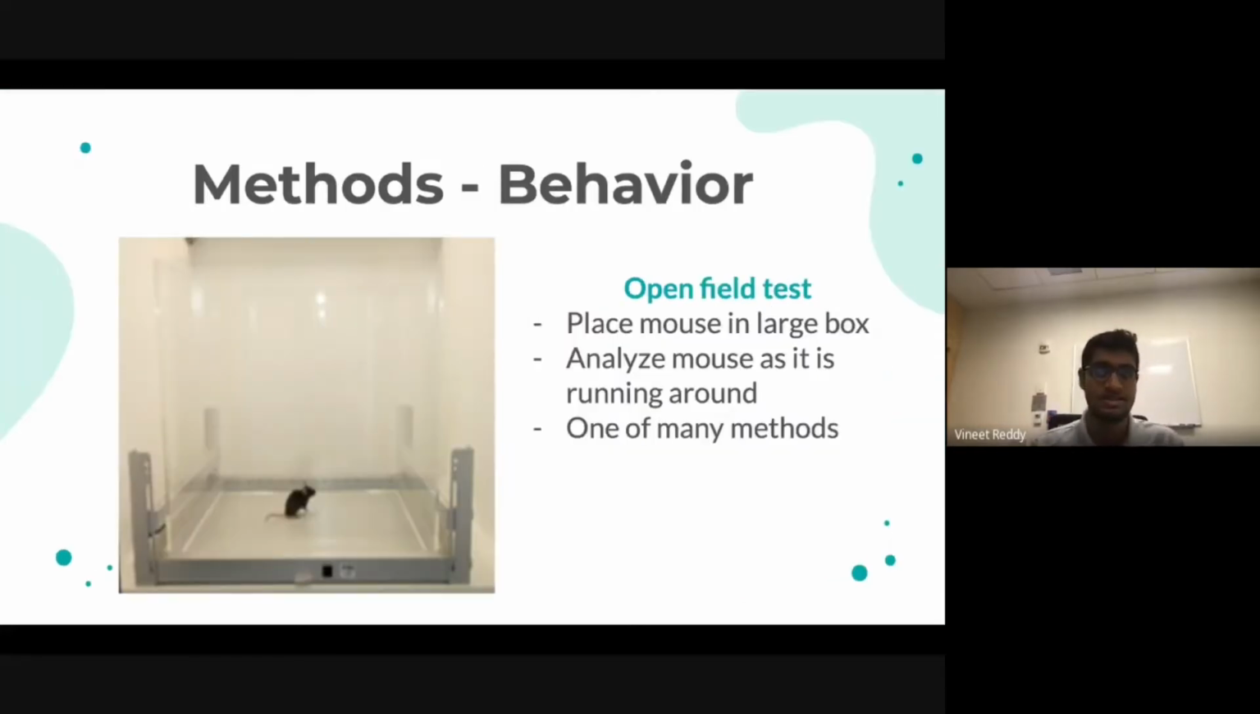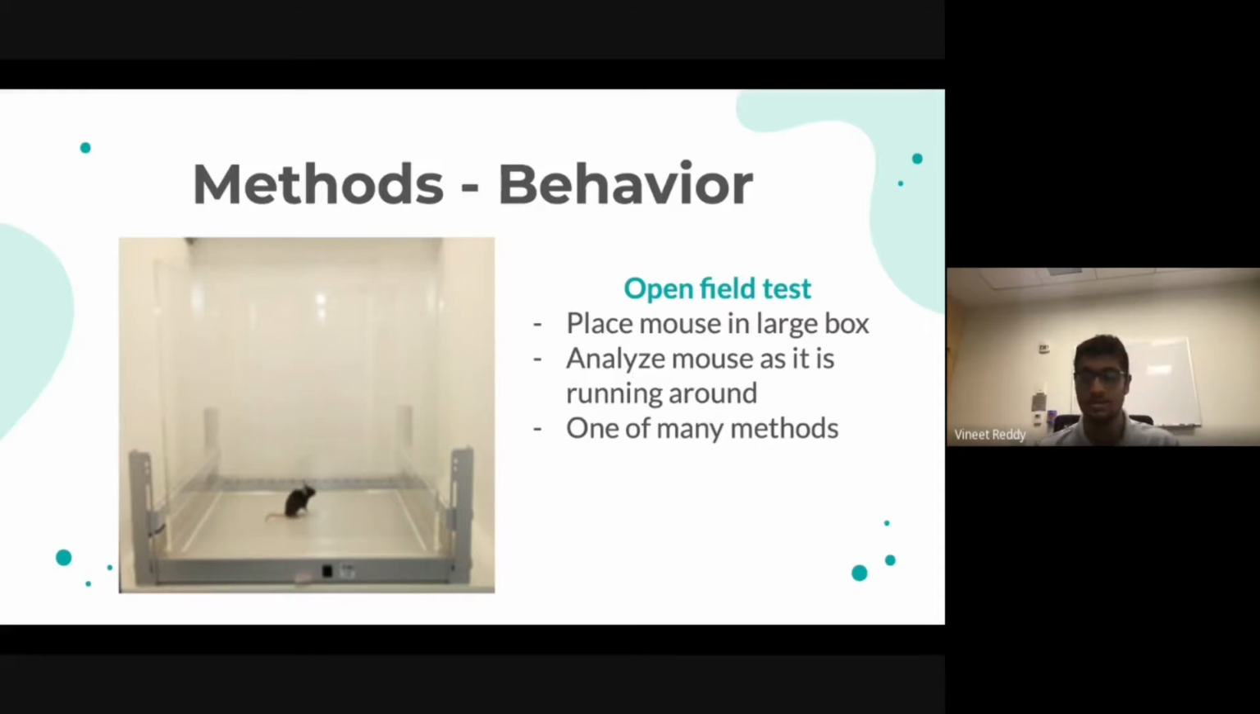So this is an example of one of the behavioral tests that we run. This is called an open field test, and it's a classic neuroscience behavioral test. In this test, we place a normal mouse in the mouse box, and then we take a mouse with the gene mutation and put it in a separate box. And we analyze what the mouse is doing as it's running around.